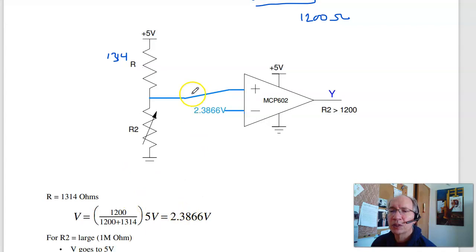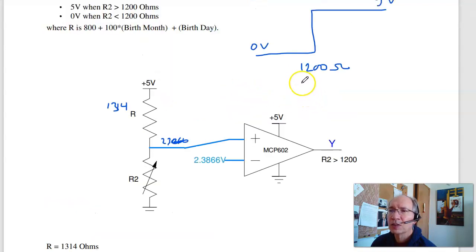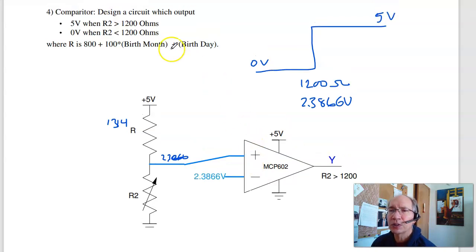By voltage division, this is 2.3866 volts. So I want to turn on at 2.3866 volts. And when R is large, the voltage is large. When the voltage is large, I want the output to be high. Connect the plus input. So there's the circuit that turns on at 2.38 volts, or turns on when R2 is bigger than 1200 ohms.